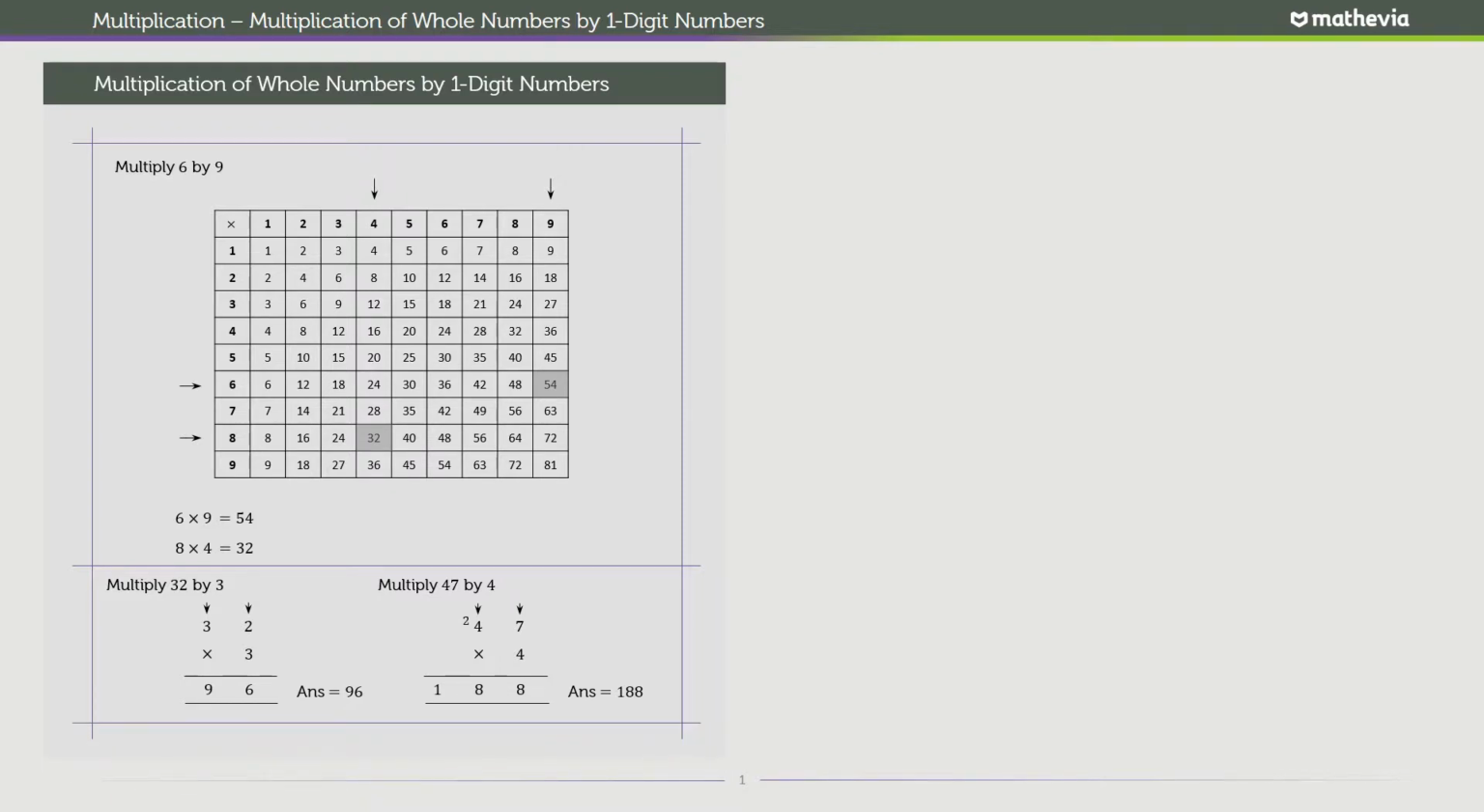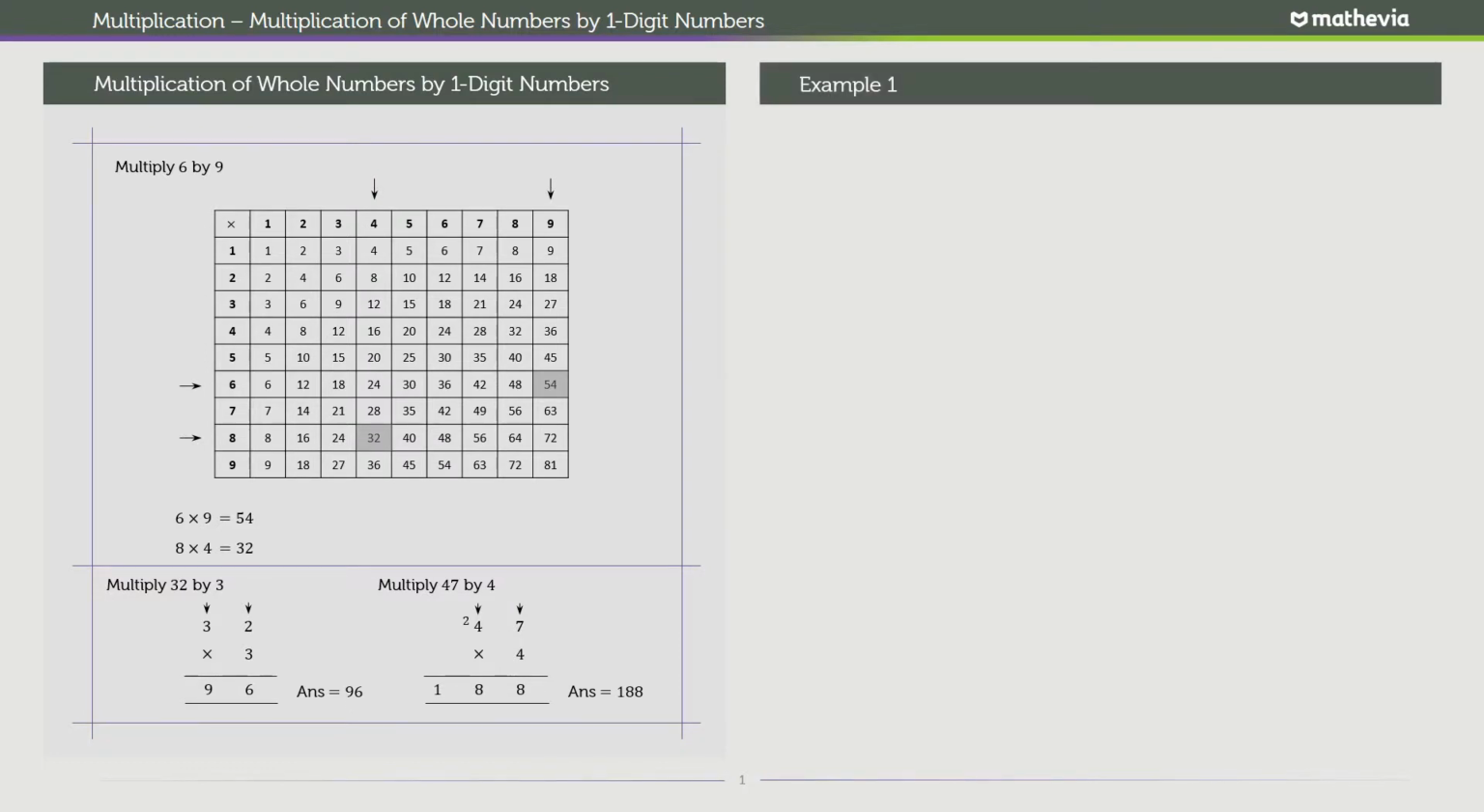And that's it. Very simple. That's how you multiply whole numbers by one-digit numbers. Now let's do some examples.